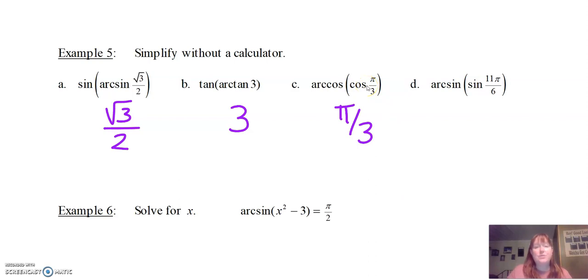But what if we had gotten a number like, in this case, sine of 11 pi over 6? So let's think, 11 pi over 6 is down here on the unit circle, right? It goes all the way around. And so what is the sine of 11 pi over 6? That would be -1/2, I believe. Yes.